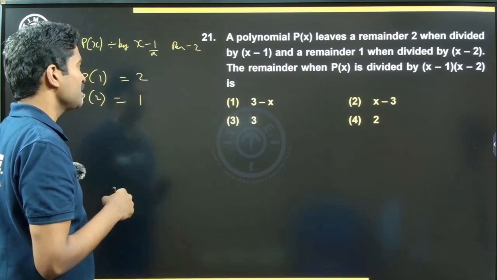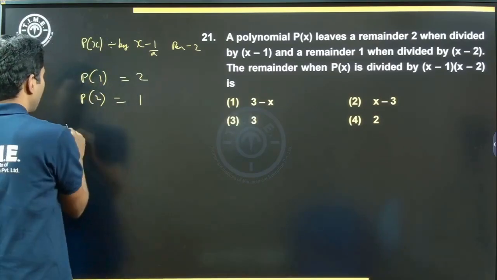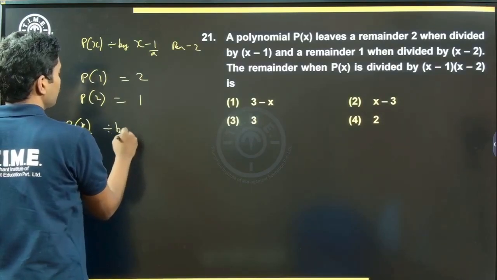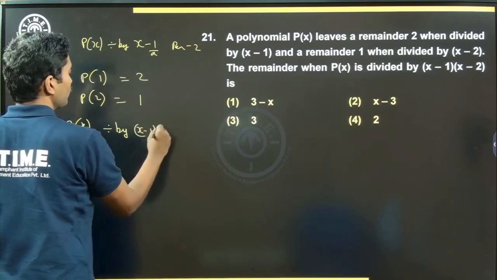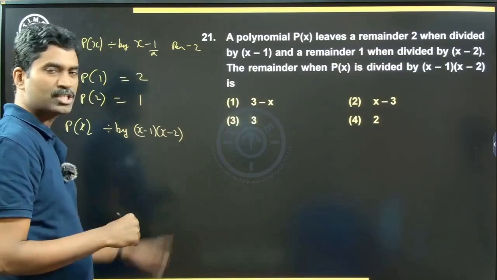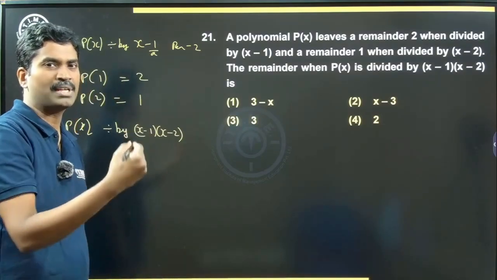Now, what is the remainder when p of x is divided by x minus 1 into x minus 2? All right. p of x is being divided by x minus 1 into x minus 2. Okay, so this is x square minus 3x plus 2, right? The remainder cannot have an x squared term, correct? It will have something less than that.